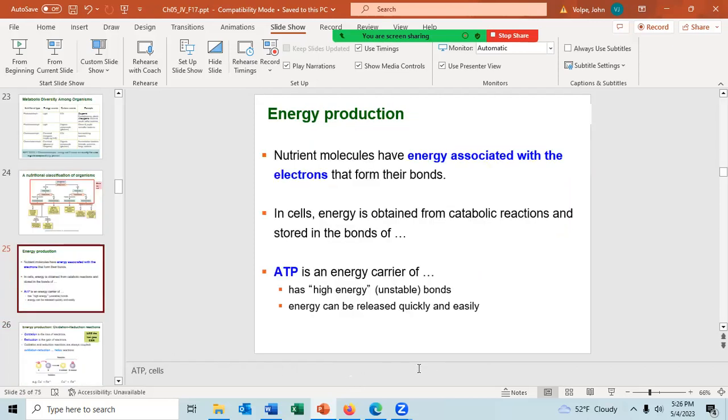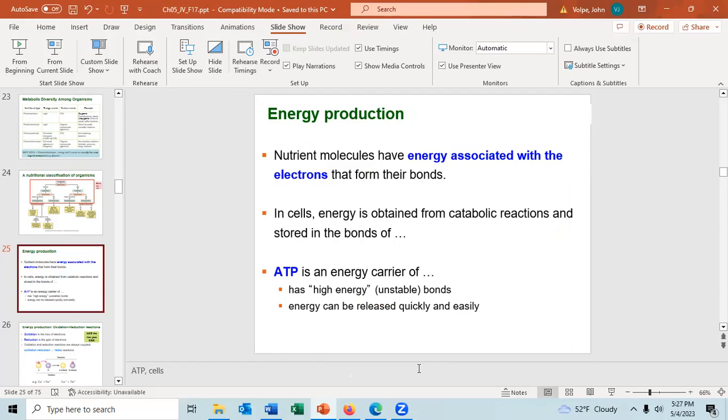So when we're talking about energy production, do realize that nutrient molecules have energy associated with them. And the energy is in the electrons that form the chemical bonds holding the molecule together. Well, you wouldn't hold the atom together. It's the chemical bonds between atoms that hold the molecule together.